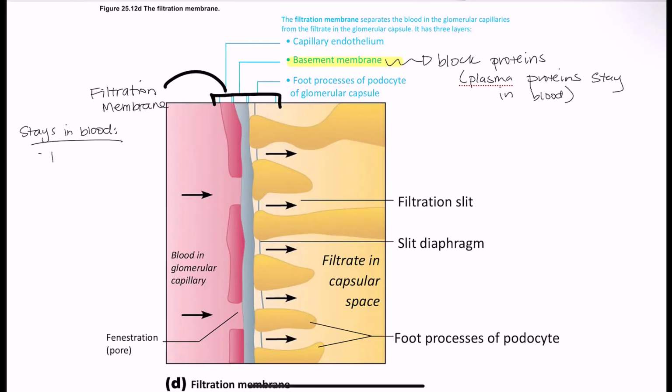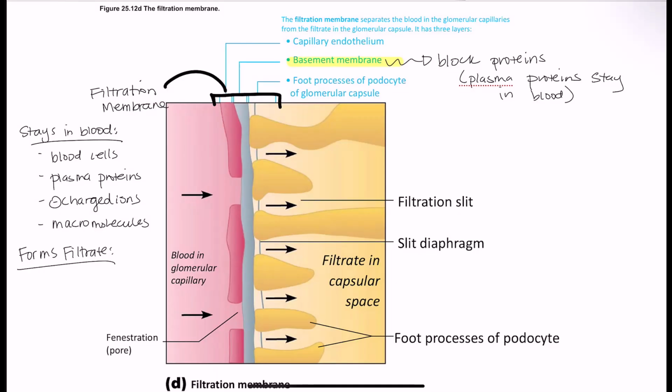The important stuff, right? Like blood cells, plasma proteins, negatively charged ions, macromolecules. What exits the blood is what's called filtrate. I just dropped my pen. So it forms filtrate, which is the stuff leaving the blood, okay?